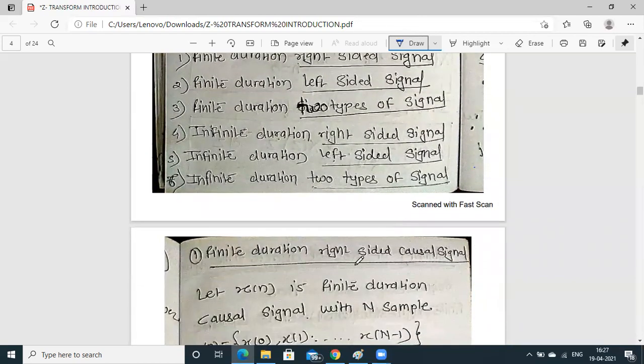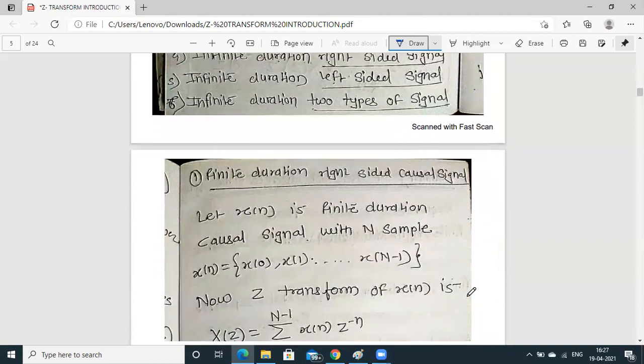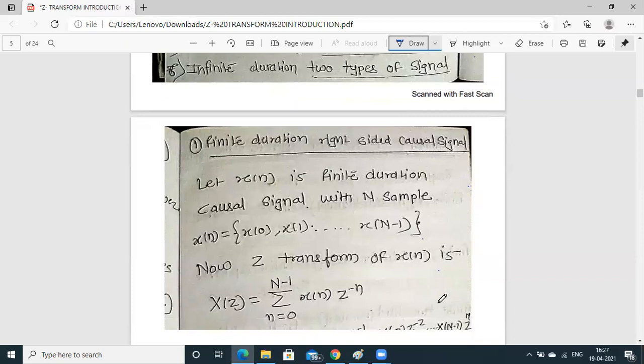Now, finite duration right-sided causal signal. Let x of n be a finite duration causal signal. It has N samples. We can define x of n from 0 to N minus 1. Now, the Z transform of x of n can be given by using the formula.